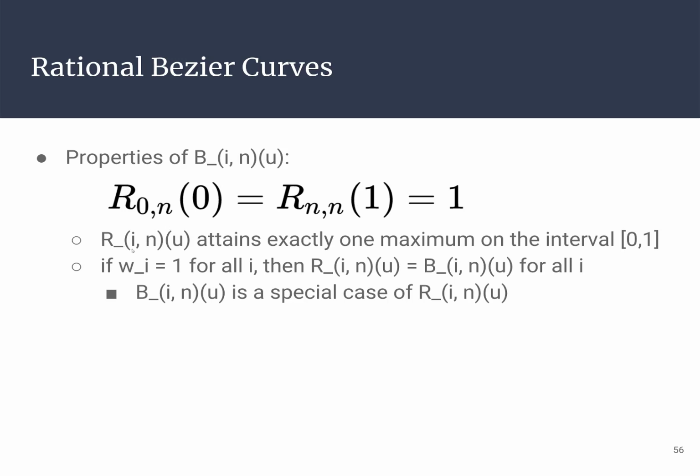And each rational basis function attains exactly one maximum on the interval of 0 to 1. And if the weights are all 1, then the rational Bezier curve is the same as the Bernstein polynomial for all i. More specifically, the Bernstein polynomial is a special case of the rational Bezier curves.